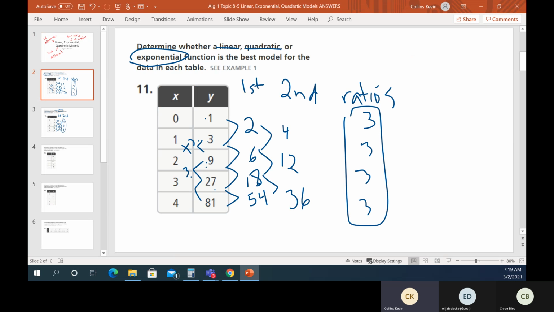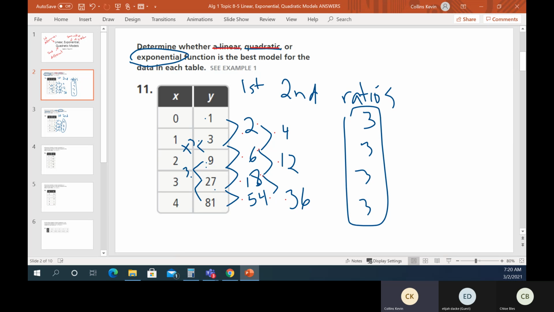This one, you looked at your y values. They went from 2 to 6 to 18 to 54. So they're not going up the same amount, and that's why the linear one is crossed off. It's not linear. Then we did the second differences. If we go from 2 to 6, that's 4. From 6 to 18, that's 12. From 18 to 54, that's 36. So the second differences aren't the same either, and that's why the quadratic was crossed off.